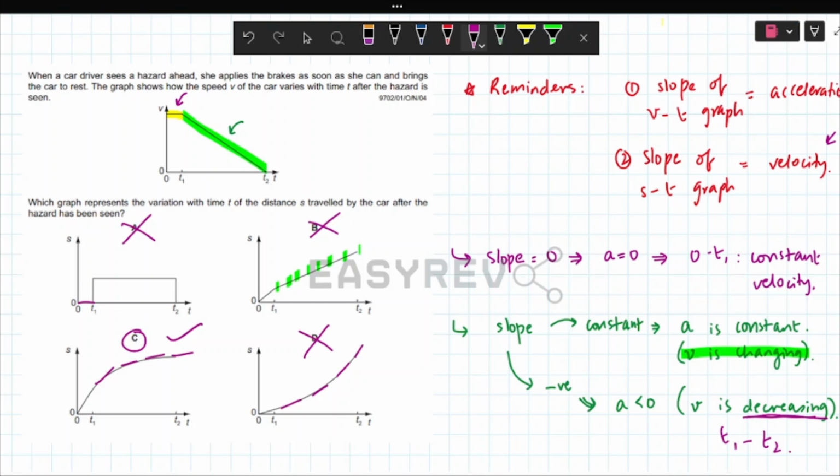So I hope up to this point, an understanding of the different types of motion and how you can use graphs to analyze them is something that you're quite comfortable with. Thank you.